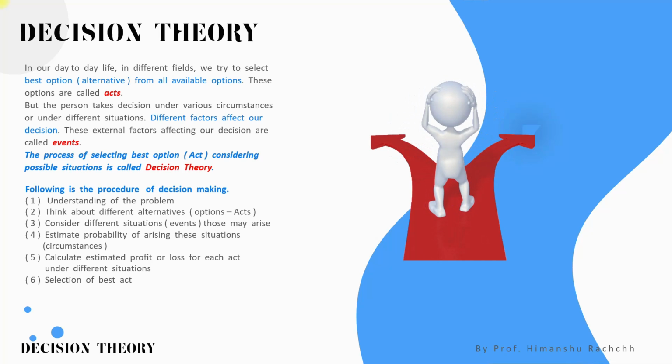Third step, we consider different situations that may arise. We take decisions under different situations or different circumstances. These circumstances are called events. Fourth, we should also estimate the probability of these situations arising. For each situation, we consider a probability.